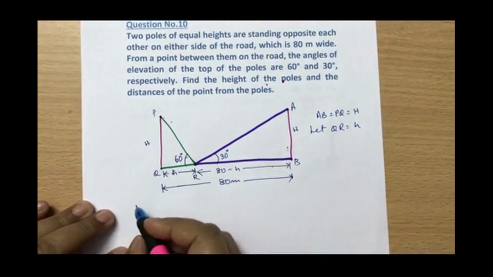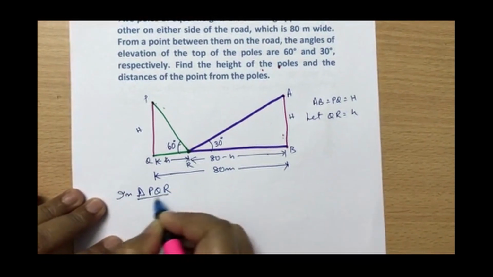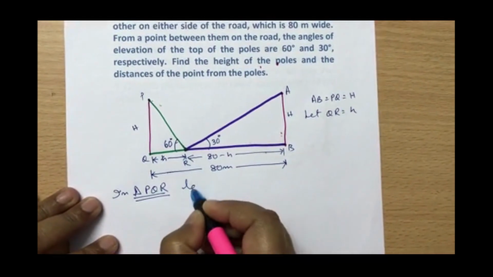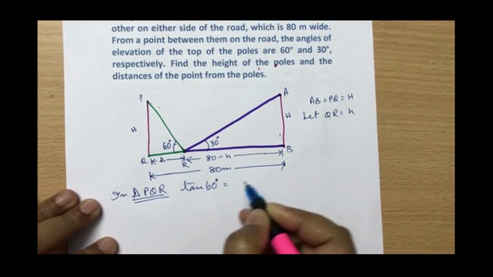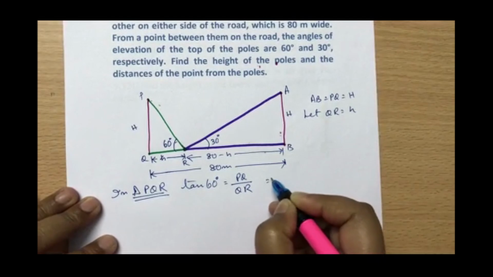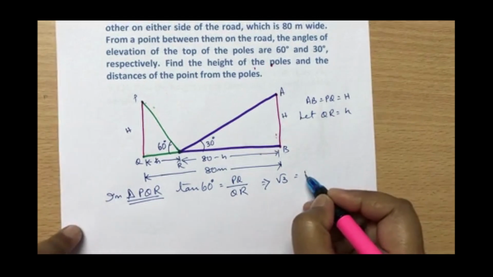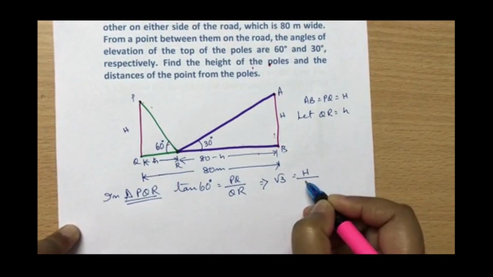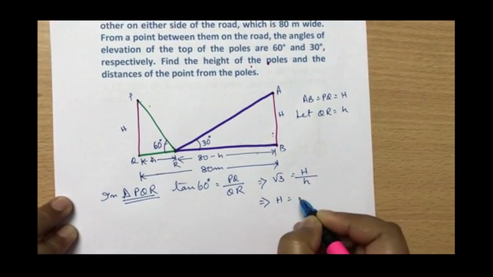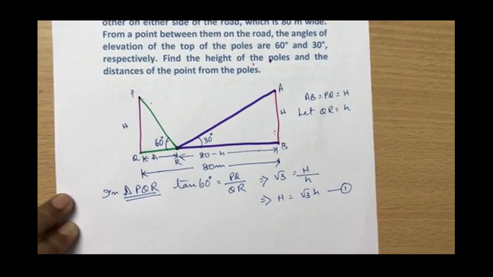So let us take triangle PQR. What do you know in triangle PQR? I can say tan 60 degree is equal to PQ by QR. What is tan 60? Root 3. What is PQ? It is capital H. What is QR? It is small h. Or I can say capital H is equal to root 3 small h. Name it as equation number 1.